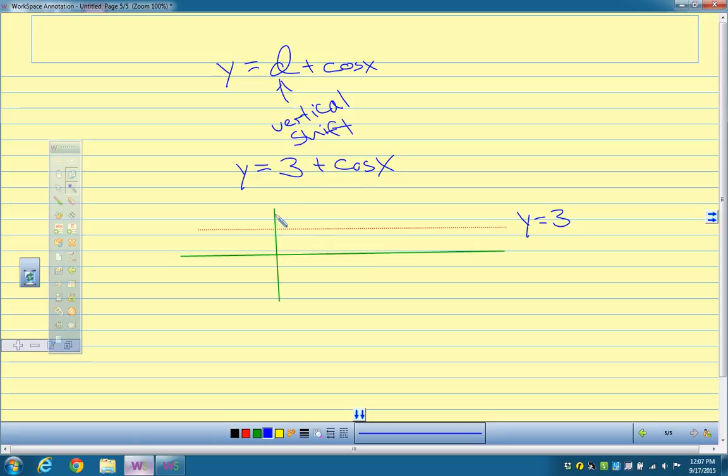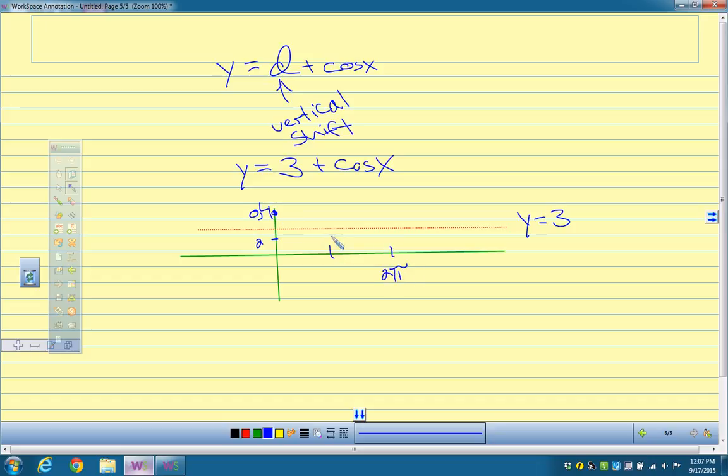Y, it would start at 1 unit. So it'd start up here at 0, 4, right? And it would go down to what? If it goes 1 above, it would go down to 2, right? And then it would do this whole thing again in 2 pi radians.